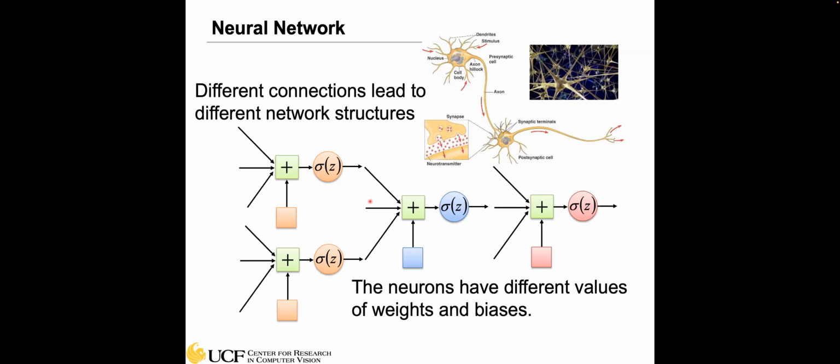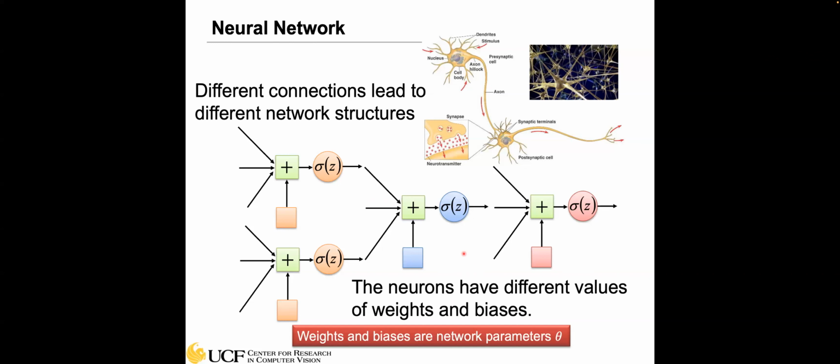Each of the neurons can have different values of weights. For these 3 weights, I can have one set of values. For this neuron, these 3 weights and a bias, I can have another set of values. So each of the neurons can have different values of weights and biases. The weights and the biases are considered the network parameters. We use data to determine the network parameters.